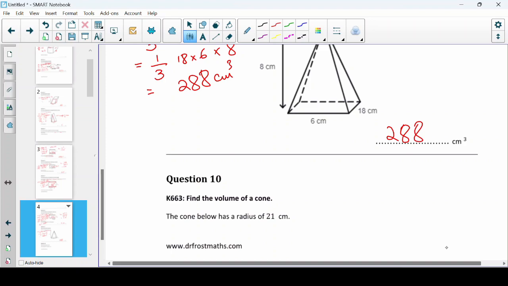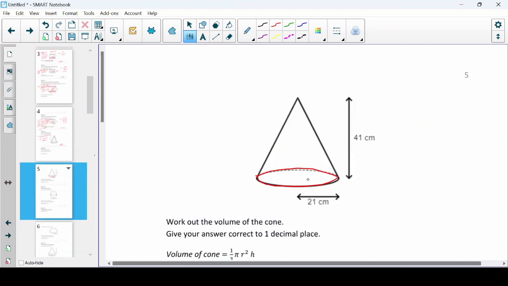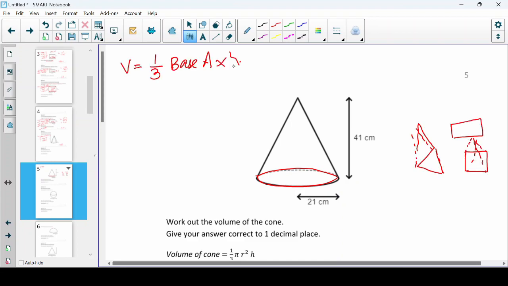The cone below has a radius of 21 centimeter. So now in this question we have got a cone. So the cone and pyramid, the formula remains almost the same, right? A cone is also just like a pyramid. The only difference is the base of the shape. So it's base area times height.